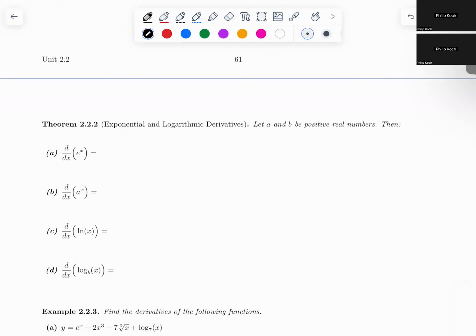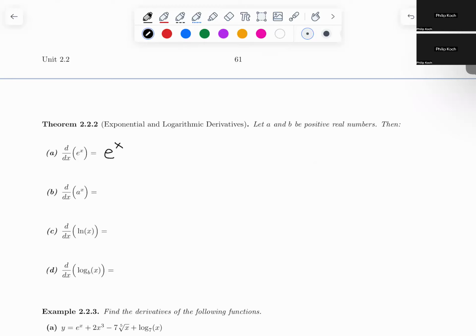There are rules for the exponential functions and the logarithmic functions. The derivative of e, best derivative in the world. Best derivative in the world. The derivative of e to the x is e to the x. The proof of that is quite fascinating. This one is a little harder to prove. There's a visual understanding and then there's something else. But the derivative of e to the x is itself.